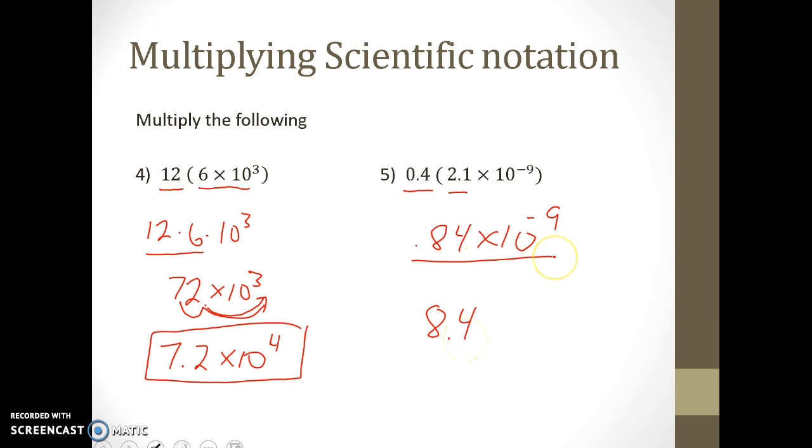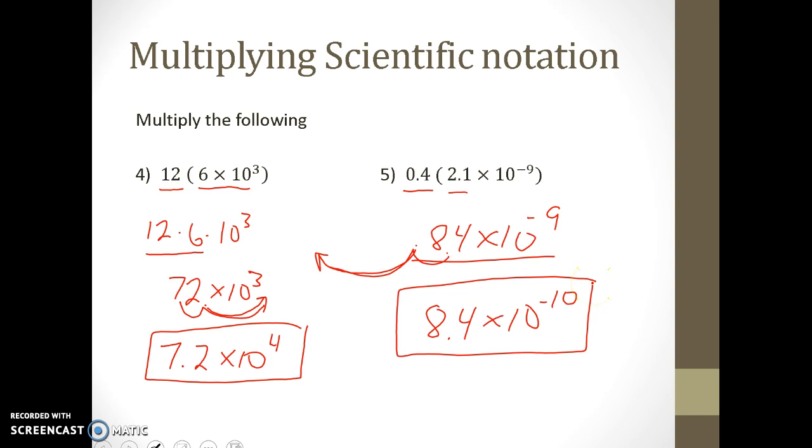This number here means, because it's times 10 to the negative 9th, I'm going to move the decimal here 9 spaces to the left. But if I put the decimal where I want it to be, I'm going to have to move it 1 plus those 9 spaces to the left, which is 10 spaces to the left. So my actual answer is going to be 8.4 times 10 to the negative 10th.